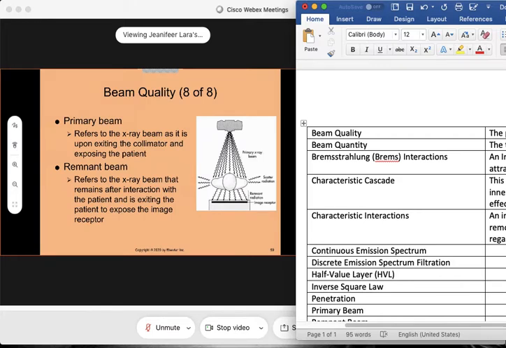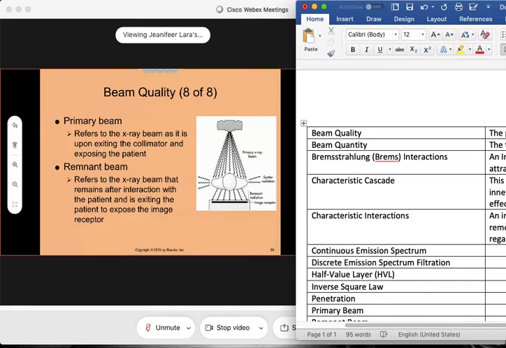So here we have primary beam. There are 2 definitions here: there's a primary beam and there's a remnant beam. Remnant beam is also known as exit radiation. When the X-rays leave the source, before they interact with the object, the patient, the chest, the finger, the hand, the elbow, the knee, whatever it is, the X-rays are in the primary beam.